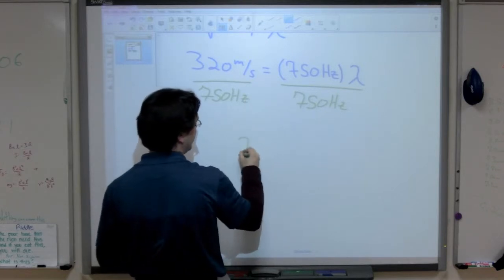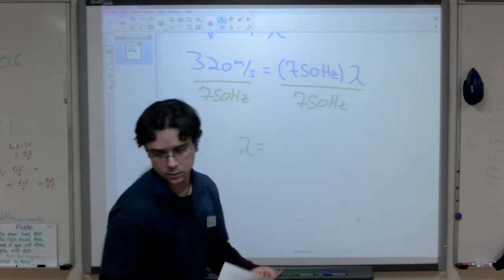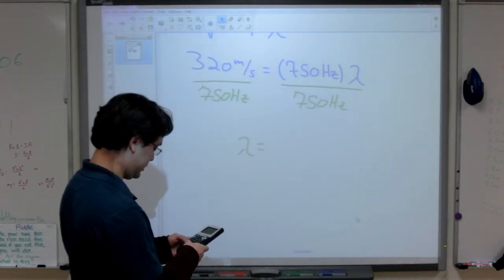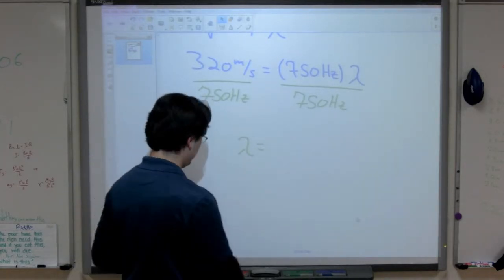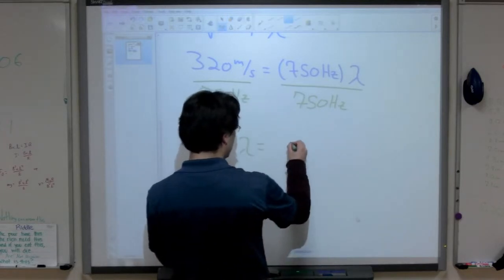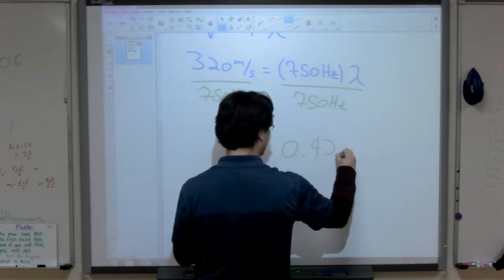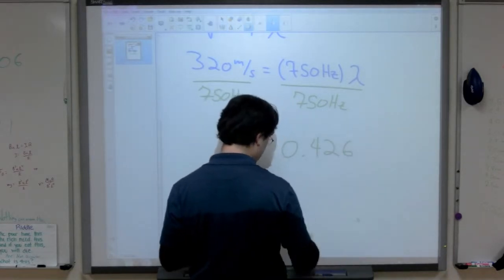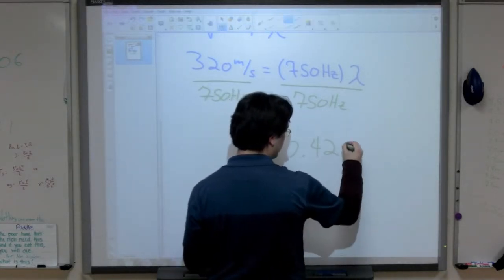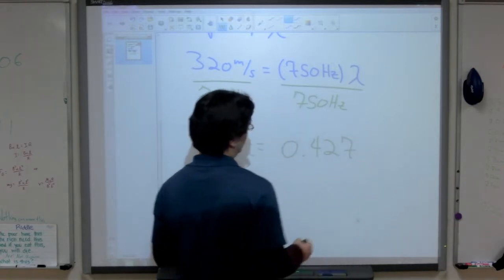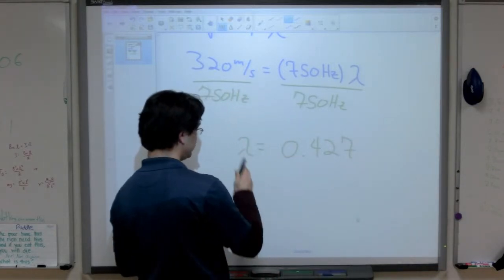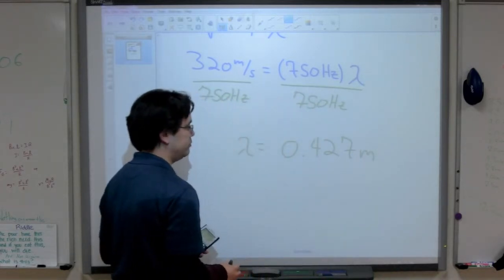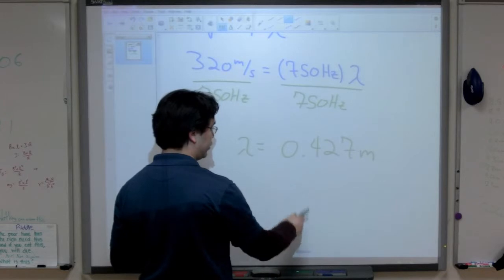And I find that my wavelength is 320 divided by 750. This gives me 0.426, technically repeating, but let's stick with 3 significant figures. So I would round to 0.427. What are my units? Well, I've been using SI on everything. This is a length, so it should come out in meters. So we're just shy of 43 centimeters.